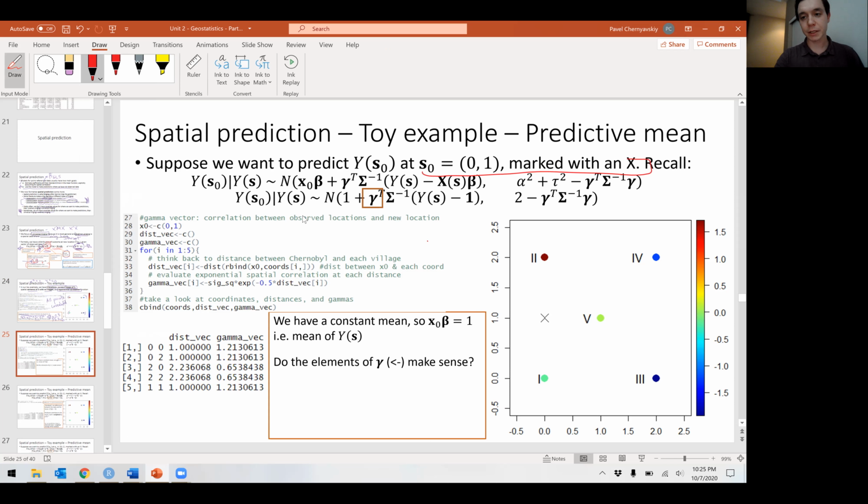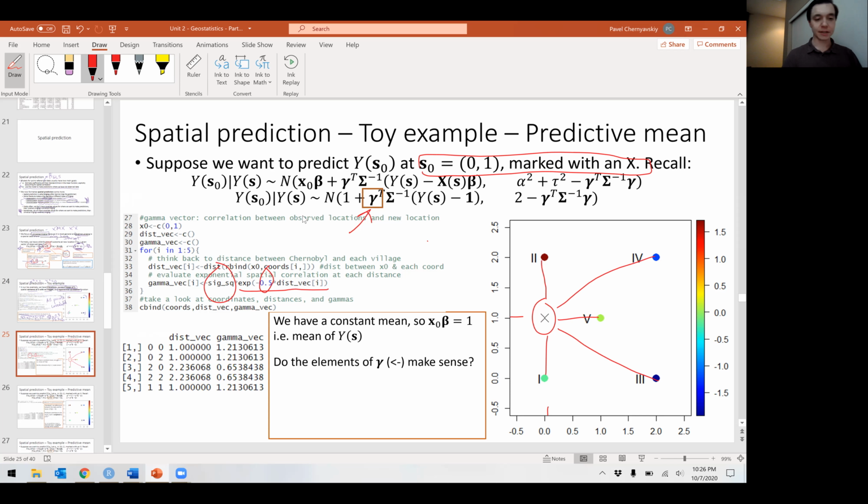I would like to make a prediction at x, which is located at an x coordinate of 0 and a y coordinate of 1. So the first thing I'm going to look at are the elements of this gamma function, which is just the distances between our observed locations and the location I want to predict, all pulled through the exponential correlation function. There's my exponential correlation function. There's my range parameter of 0.5, and we scale it by our spatial variance of 2.